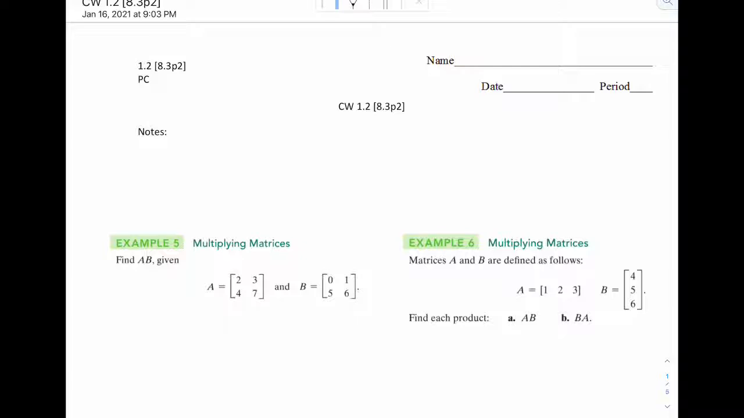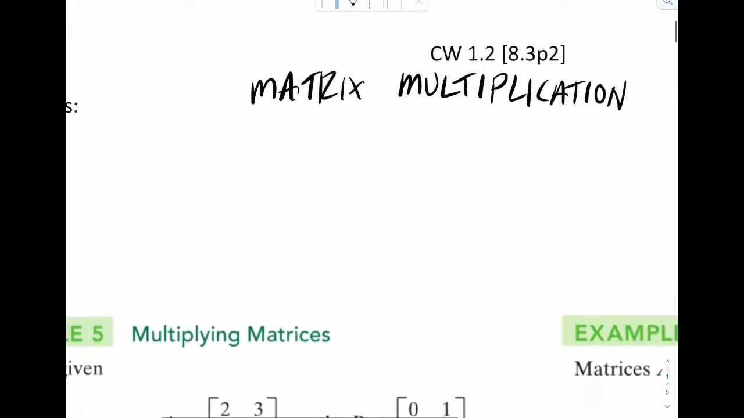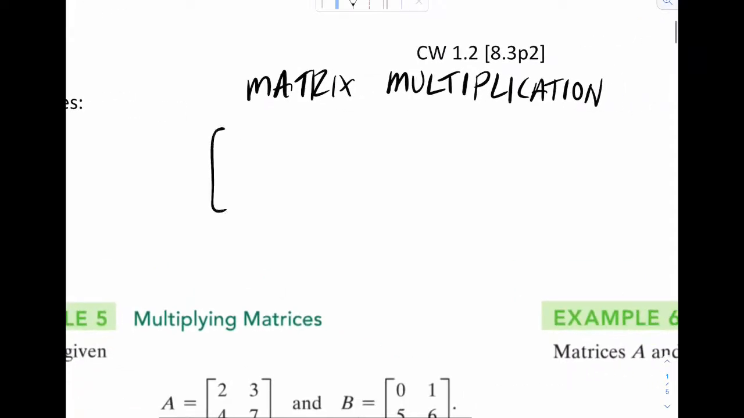Today we're going to be doing something pretty cool. It's called matrix multiplication. Now you might remember last class we covered matrix addition and subtraction, and that's pretty intuitive. Matrix multiplication is not intuitive, so this is going to feel pretty different. So you're going to want to write this down.